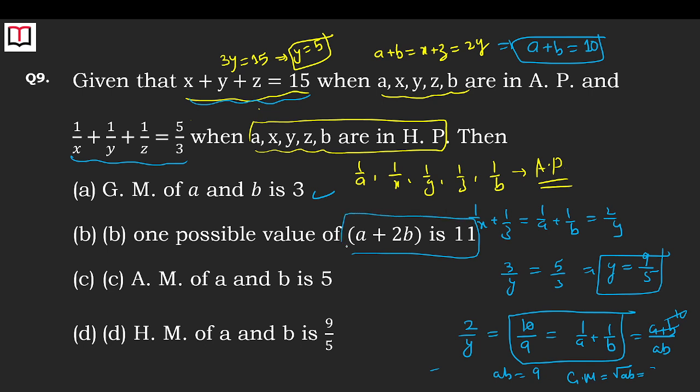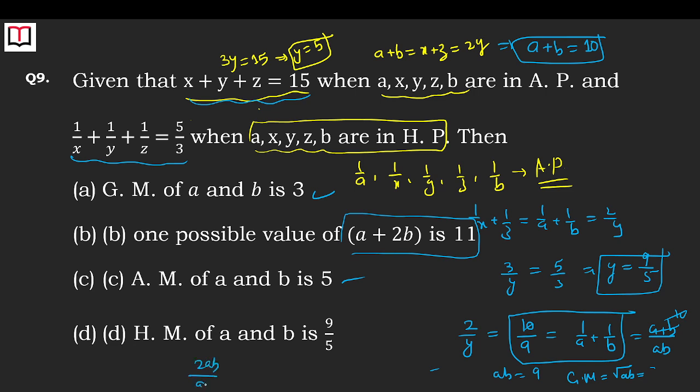That we can easily check. Because a plus b is 10, you can easily find the AM of a and b is 5, of course (a plus b) by 2. So this is also correct. HM of a and b is 9 by 5. So HM is nothing but, what is it?